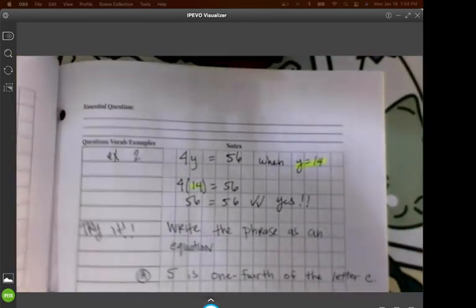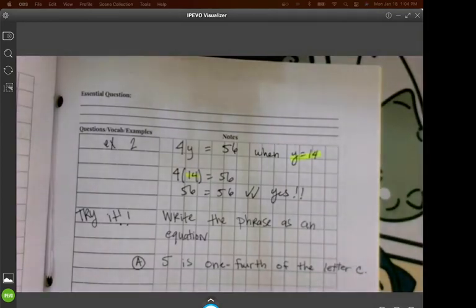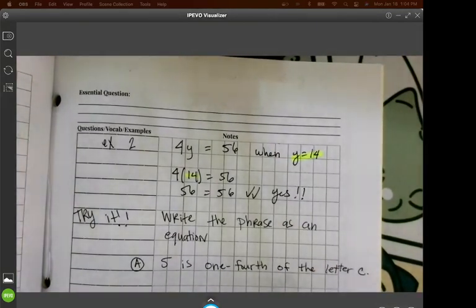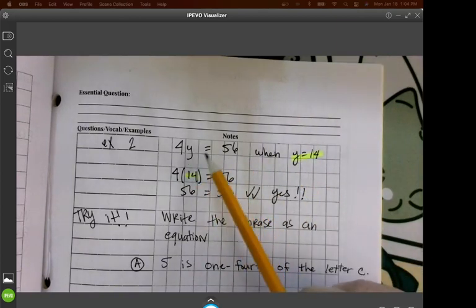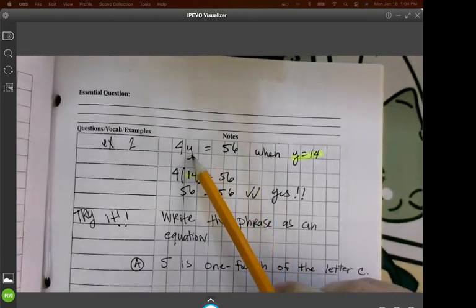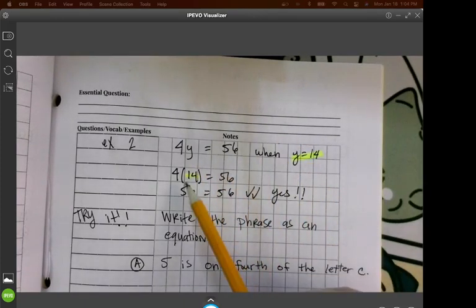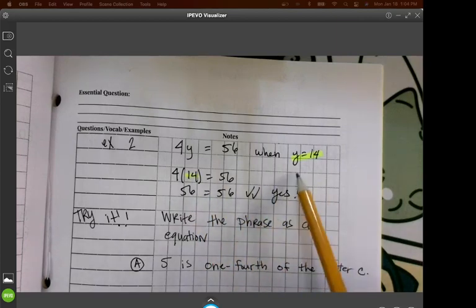Let's do a second example of that. Example 2, 4y equals 56 when y equals 14. Is y equals 14 a solution to 4y equals 56? Well, everywhere I see a y, I'm going to put a 14. So 4 times 14 equals 56. 4 times 14 is 56. And 56 does, in fact, equal 56. So yes, y equals 14 is a solution for 4y equals 56.